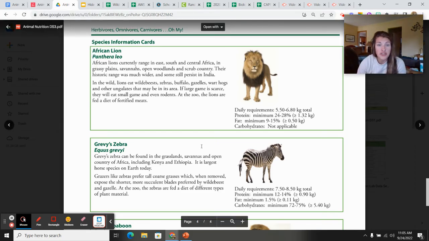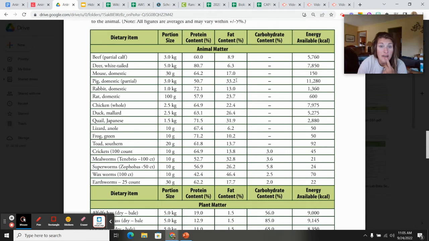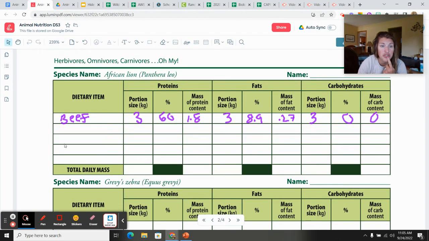So I'm going to go back to my commissary list. What else can I feed? So I need something with a little more fat. So that's definitely going to be a pig. So I'm going to feed part of the pig. So 3 kilogram portion of pig. So we got pig.